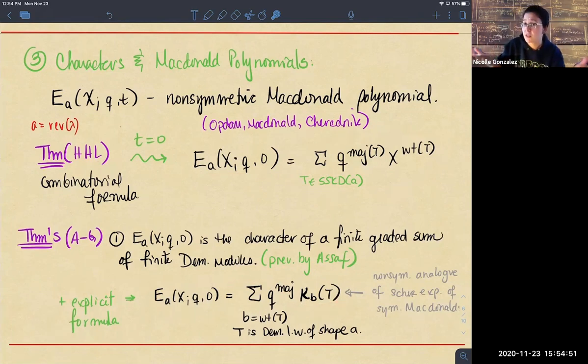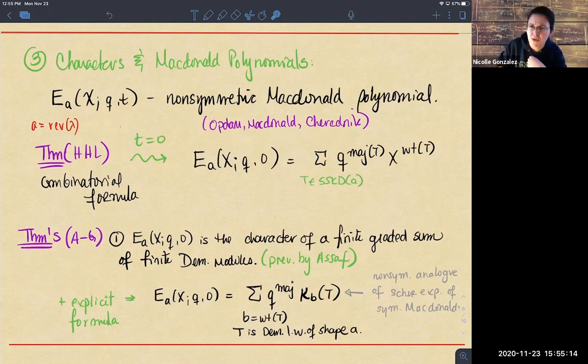If you're more familiar with the symmetric story, you can think of this as essentially a nonsymmetric analog of the Schur expansion of Hall-Littlewood polynomials. That is because when you specialize t equal to 0, these are really nonsymmetric analogs of the Hall-Littlewoods, and these key polynomials are nonsymmetric analogs of Schur functions, much like these are nonsymmetric analogs of the symmetric Macdonald polynomials.